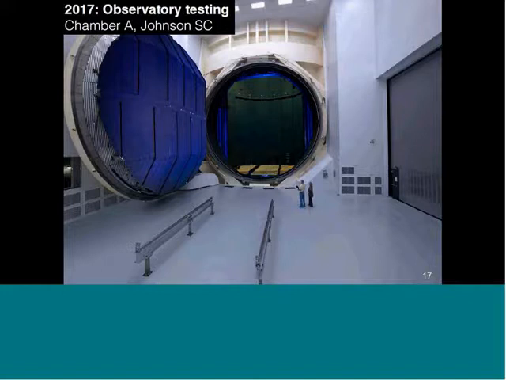Full test to make sure we can, in real time, focus and tune each of our 18 segments to do a full image. And also to test some of the instruments with the optical alignment.